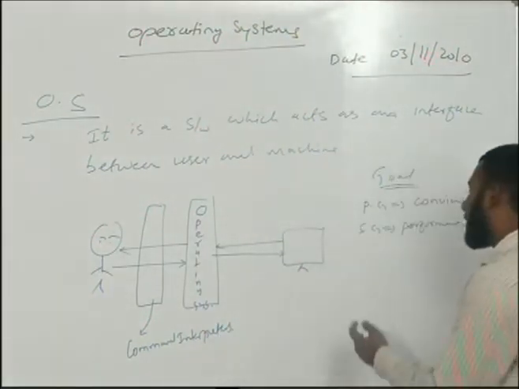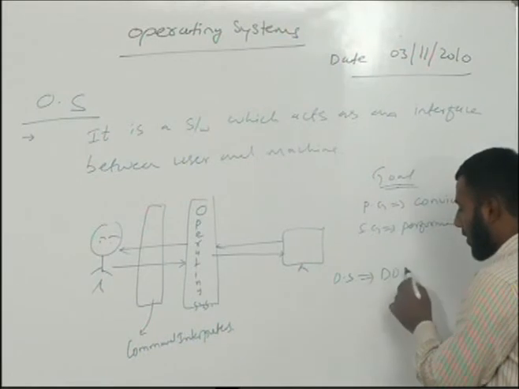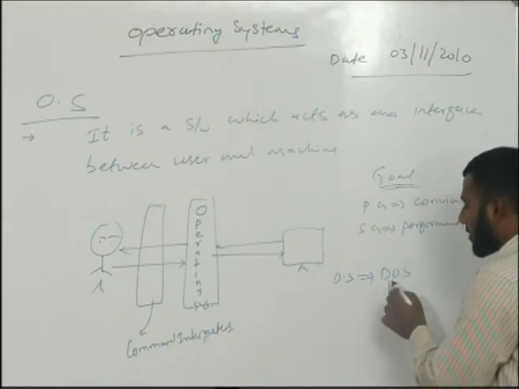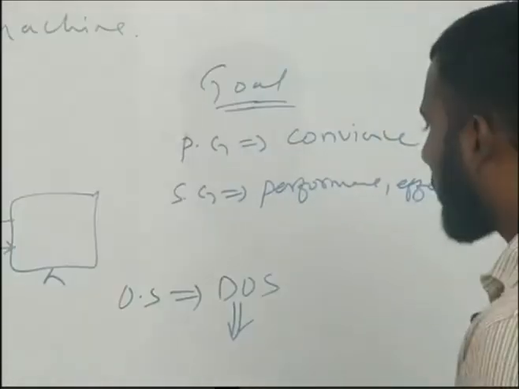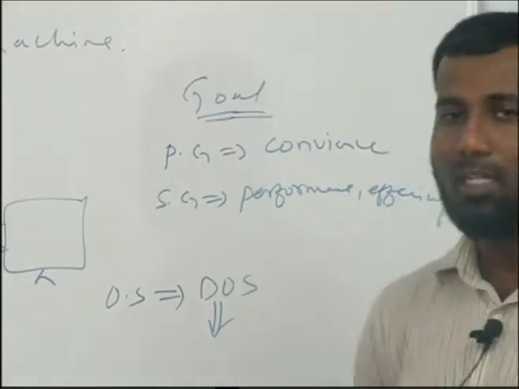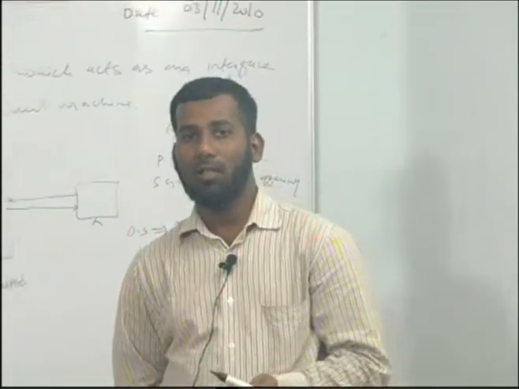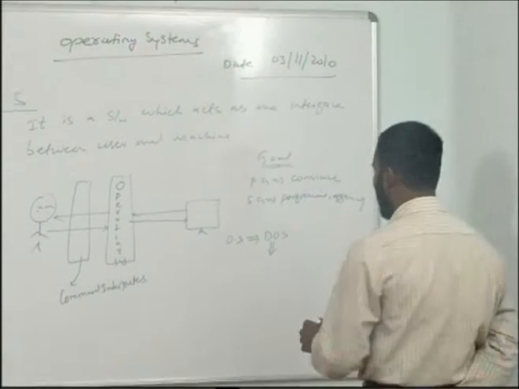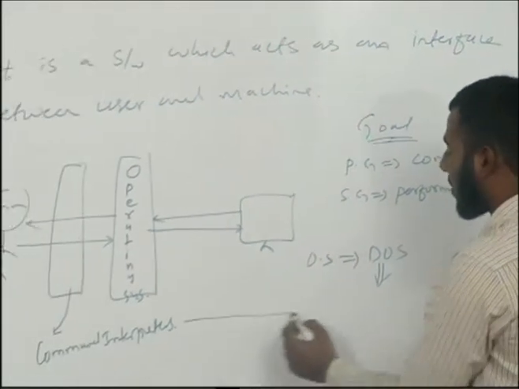Let's take an example of an operating system called DOS, disk operating system. This is a very small operating system, and if the user wants to interact with it, the user cannot talk directly to it. It uses one more interface called command prompt. The command interpreter for DOS is command prompt.